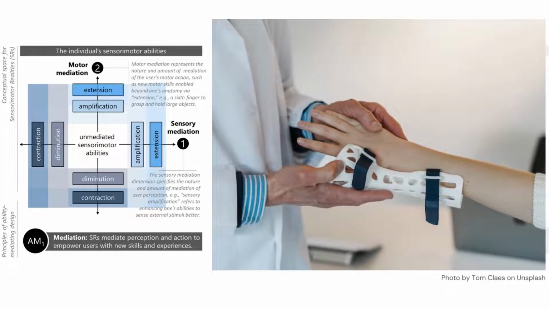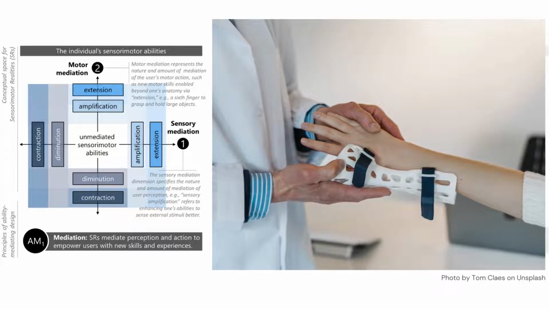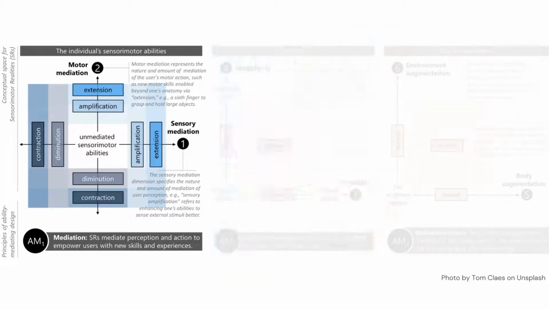Diminution and contraction also apply to restrict the limits of motor action, either by reducing or refusing a motor ability altogether, such as wrist braces that prevent rotation of the wrist for the treatment of carpal tunnel syndrome.